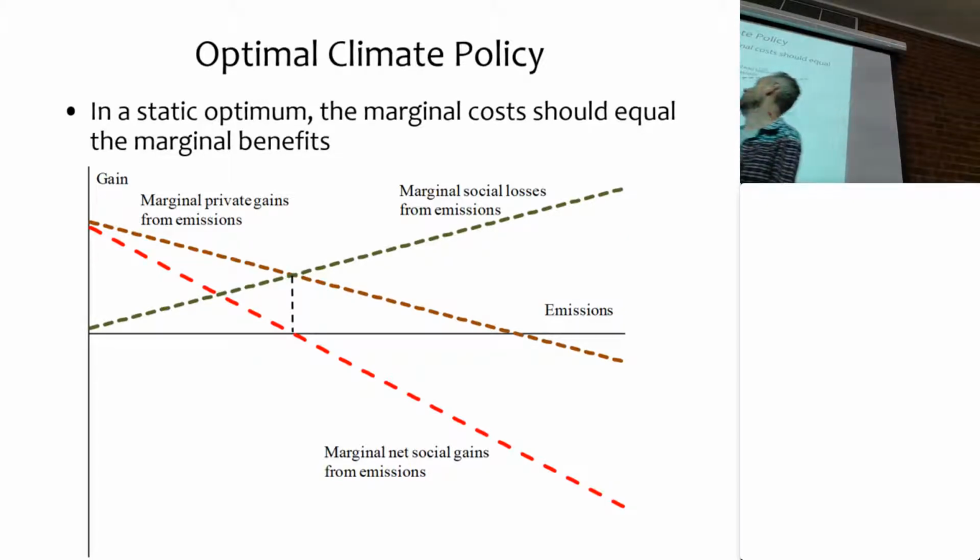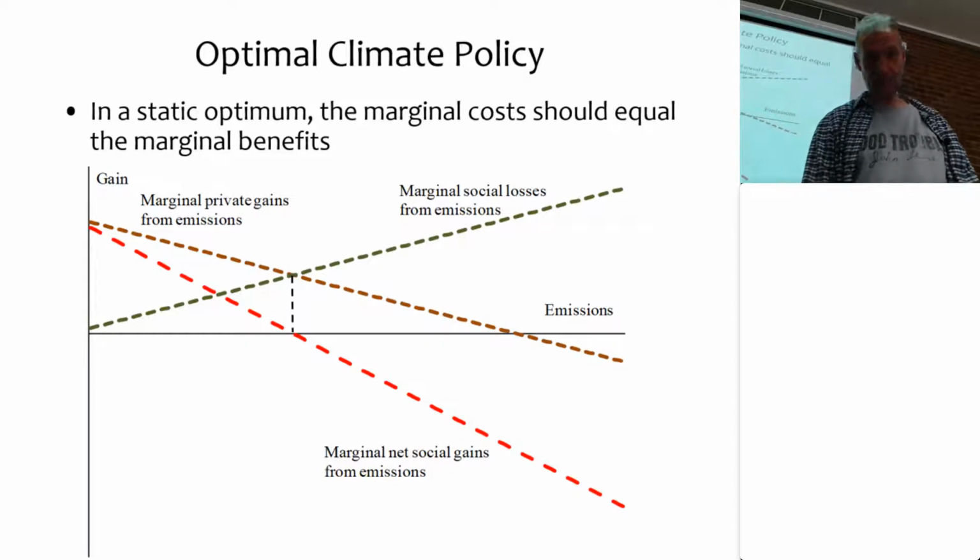Then the higher the emissions, the larger the environmental damages, or in this case the larger the climate change. And what you want is to stop at this point where the marginal benefits equal the marginal cost, or the net benefits at the margin are equal to 0, right? So that is what you want to do in a cost-benefit analysis: equate the marginal cost to the marginal benefits.